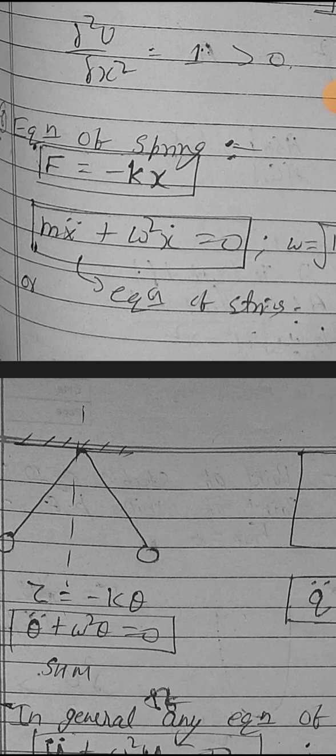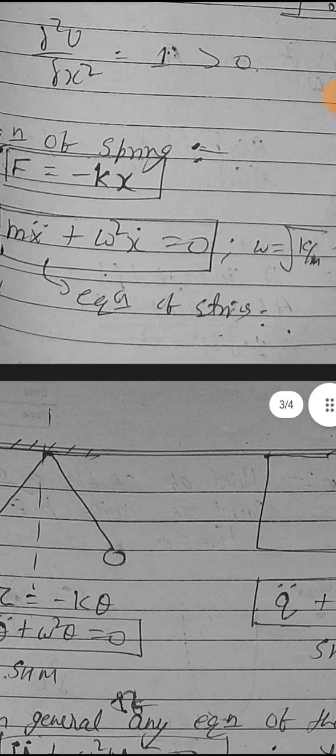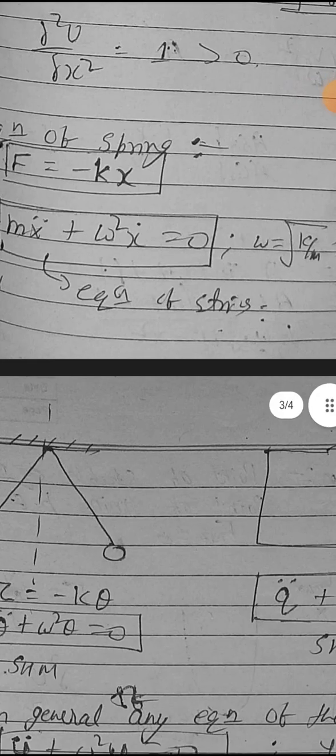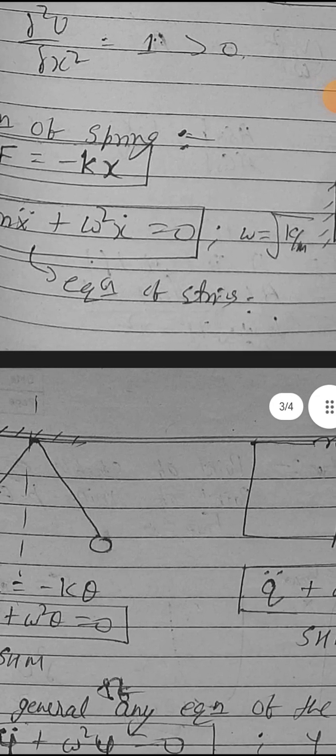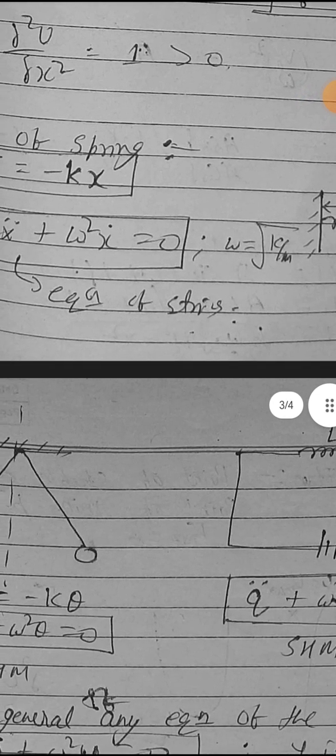Now F can be written, from Newton's second law of motion we know that F equal to ma, and we can write that a is equal to x double dot. So m x double dot plus kx equal to 0. Further we can write x double dot plus omega square x equal to 0, where omega equal to under root k by m.